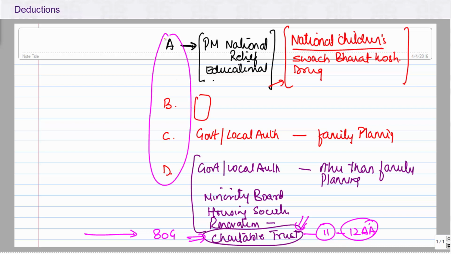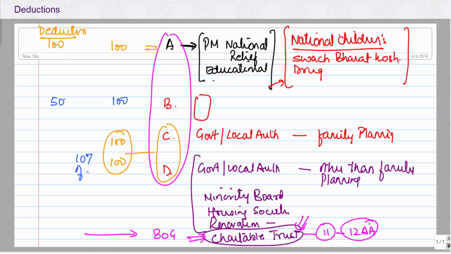Why? In A list, if you donate 100 rupees, you get a deduction of 100 rupees. In B list, you donate 100 rupees, you get a deduction of 50 rupees. They're not going to give you the entire benefit of the deduction at times. In these 2 lists, there is a restriction. So you donate 100 here, you donate 100 here, the two will be subject to a maximum of 10% of your adjusted GTI, gross total income. And then the amount from the C list will be 100% allowed, but the amount from the D list will be only 50% allowed.